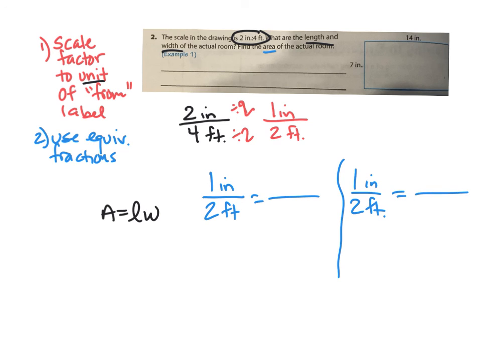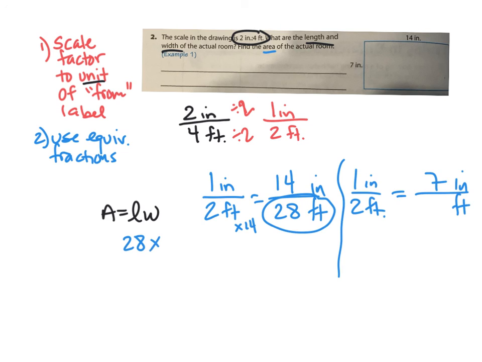And I'll just find the equivalent fraction for both the length and the width. For the length, 14 inches. For the width, 7 inches. I got that from right here. 14 inches, 7 inches. Okay. Easy calculations, right? What do I do to 1 to get it to become 14? Multiply by 14. So I also must multiply the denominator by 14. 2 times 14 is 28. So the room is 28 feet in length.